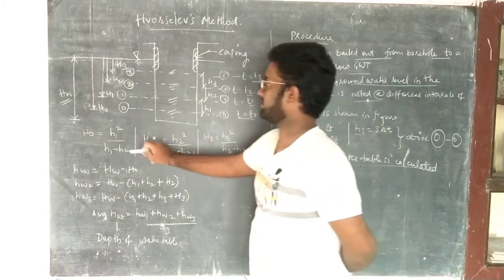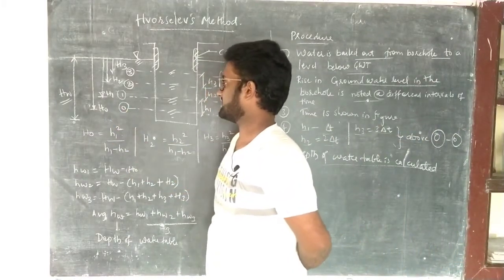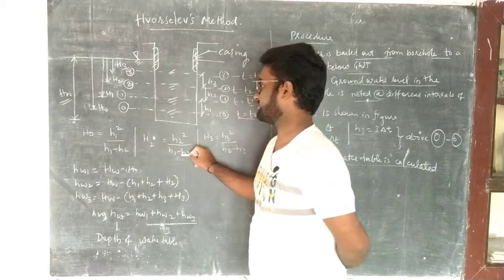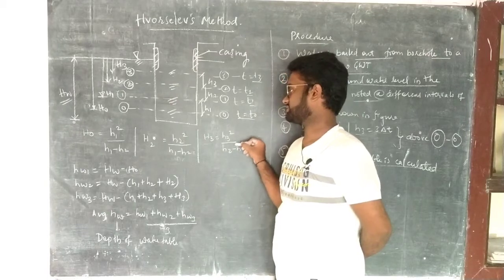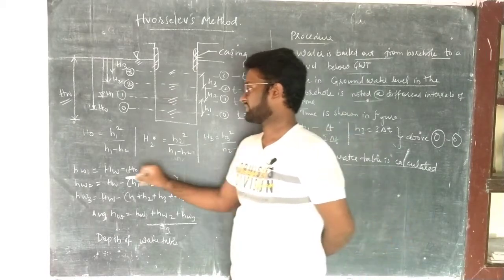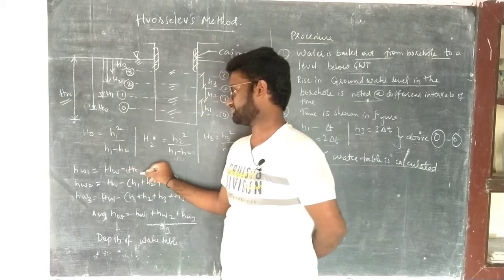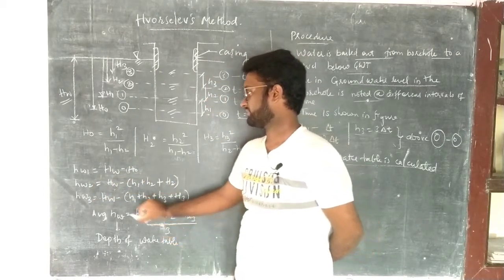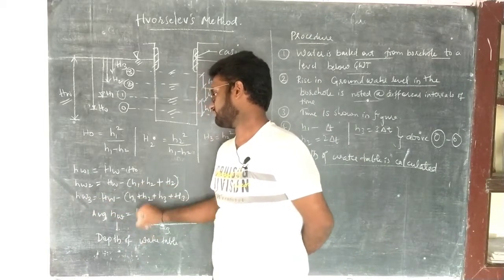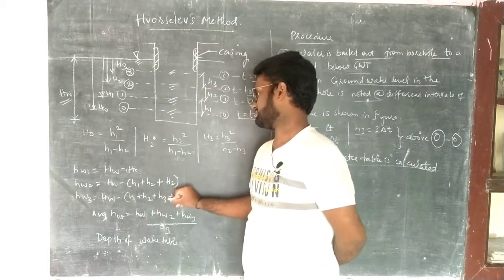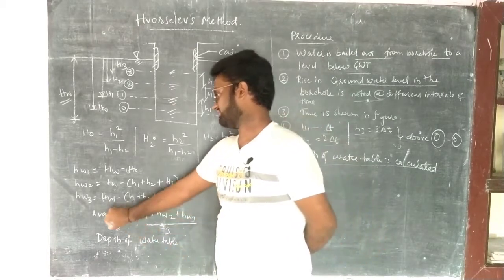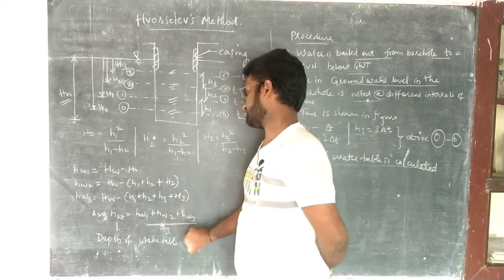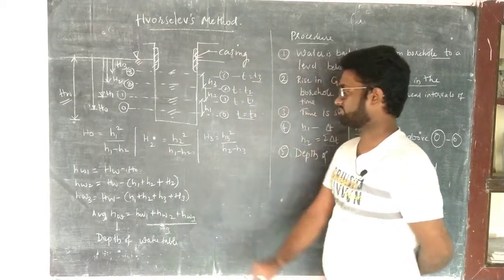In order to calculate h0, that is this level, the formula is h1 square divided by h1 minus h2. h2 is equal to h2 square divided by h1 minus h2. h3 is equal to h3 square divided by h2 minus h3. So HW1 is equal to HW minus h0. HW2 is equal to HW minus h1 plus h2 plus capital H2. HW3 is equal to capital HW minus h1 plus h2 plus h3 plus capital H3, and the average depth of the water table is HW1 plus HW2 plus HW3 divided by 3. This is the depth of the water table.